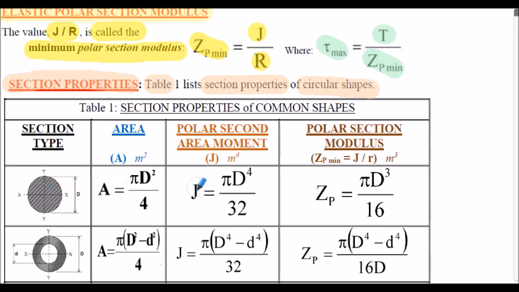So here is the polar second moment of area J for a solid circular section. We outlined the proof to this in the previous presentation. And here is the minimum section modulus for, again, a solid circular section. Here is the polar second area moment for a hollow section shaft having external diameter capital D and internal diameter lowercase d. And again, the minimum polar section modulus is also stated. We'll refer to these section property calculations as required within the following exercises.